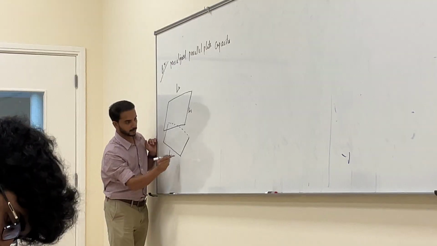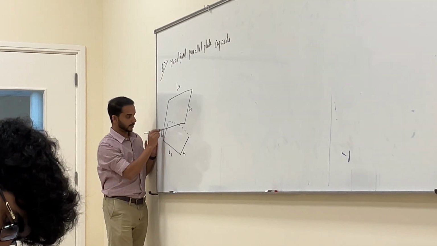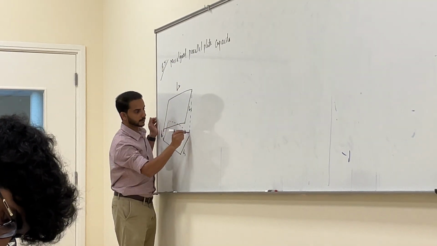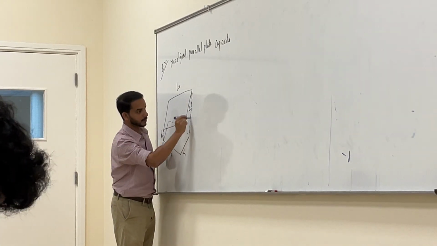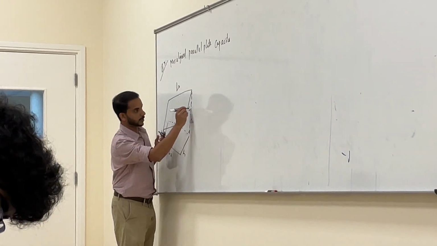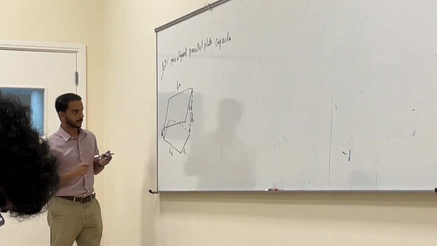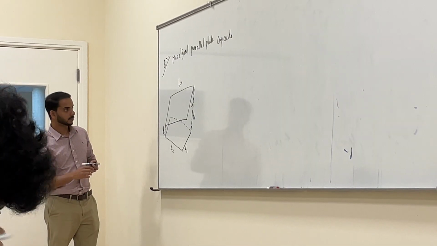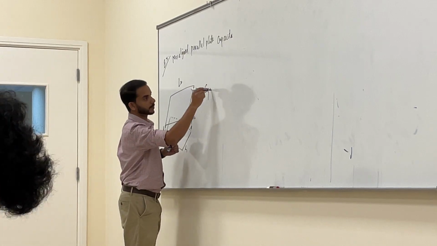There is also L2, L1, and here the distance between them is D1, and here it is... I'll try to use as many colors as possible so that you can read it properly. And you are asked to find the capacitance between them, right?